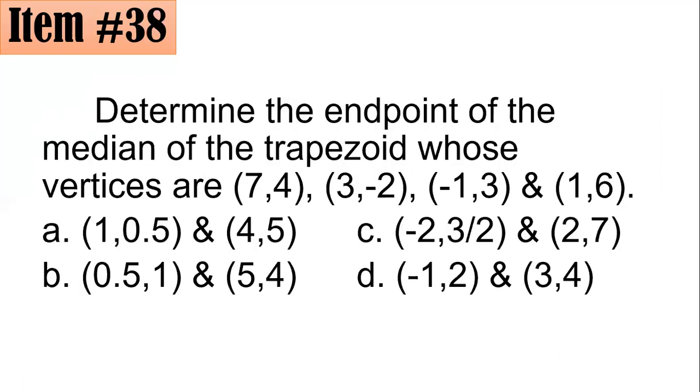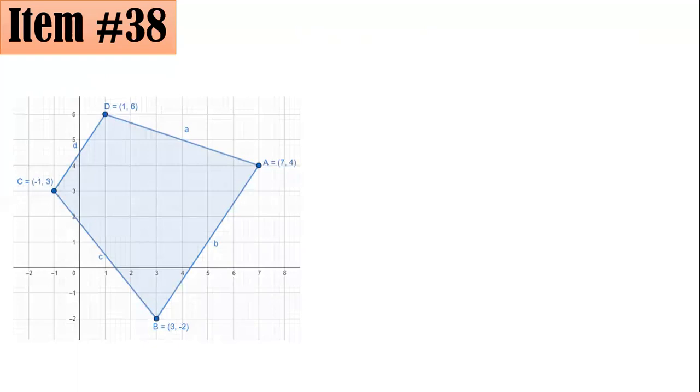38. Determine the endpoints of the median of the trapezoid whose vertices are (7, 4), (3, -2), (-1, 3), and (1, 6). In my case here, I opted to plot these points and draw the trapezoid. And if you could see, the parallel sides are CD and BA.